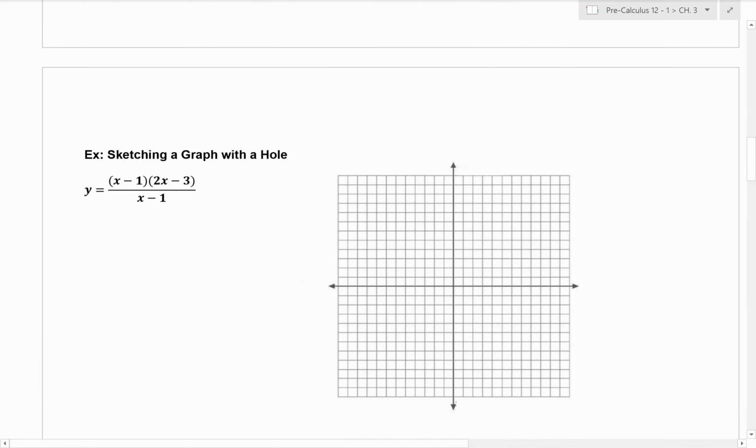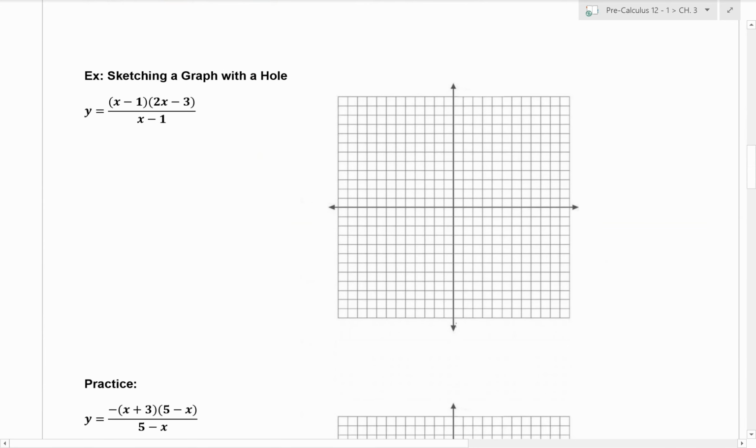So we are going to look at 3 different examples, and there's one practice question for you to do, one easy practice question. But I'm going to show you this example first. So right away, when I look at this, it's already in factored form. I'm going to reduce this. So this is simply just 2x minus 3 now.